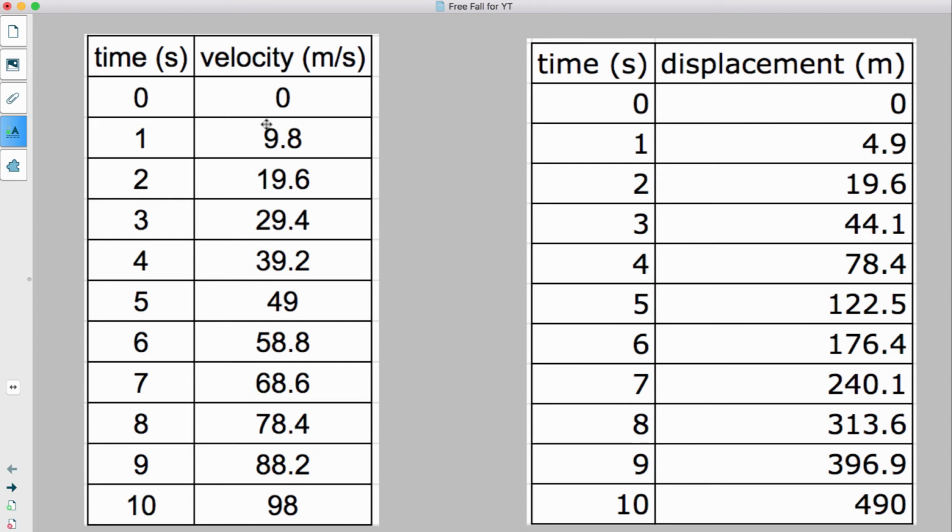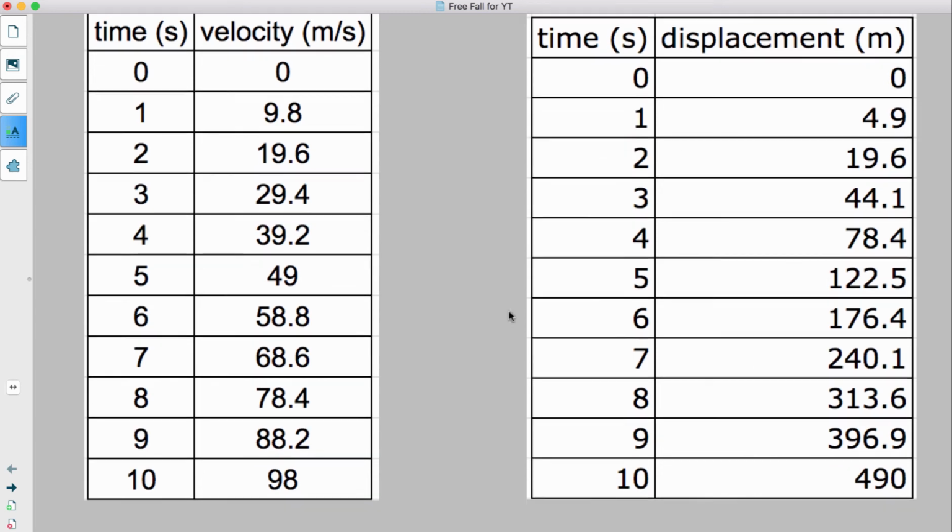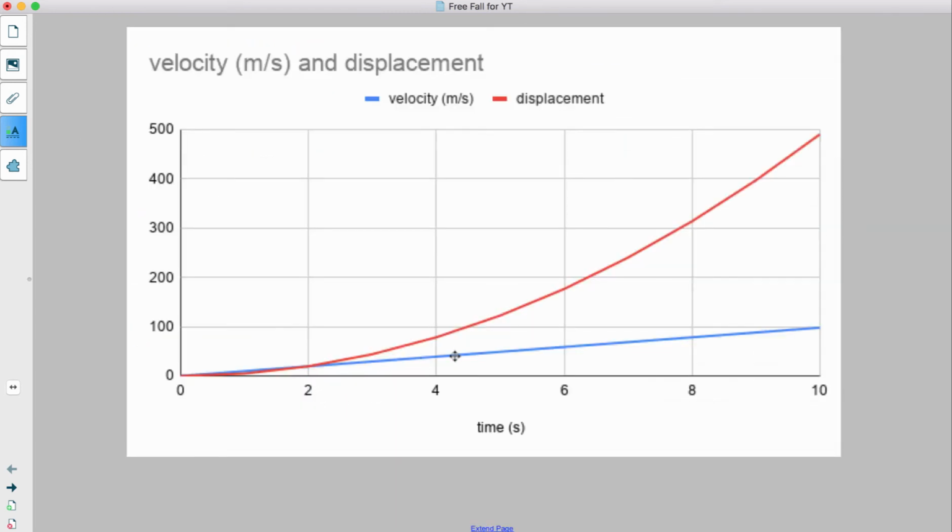So this chart shows the increasing speed or velocity without air resistance. At the end of 10 seconds, it will be going 98 meters per second. Here's our chart of displacements, and again without air resistance, at 10 seconds it will have traveled 490 meters. And as a graph, this is what it looks like. The blue line is showing the linear increase in velocity, and the red parabola is showing the exponential increase in displacement. These were generated using a spreadsheet.